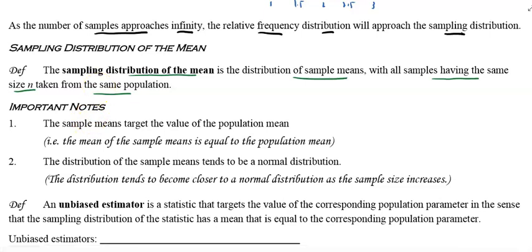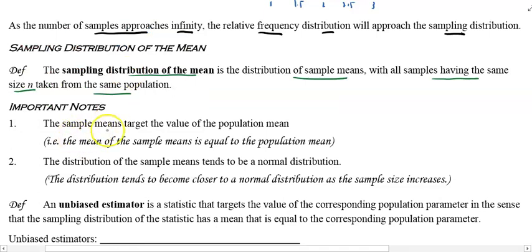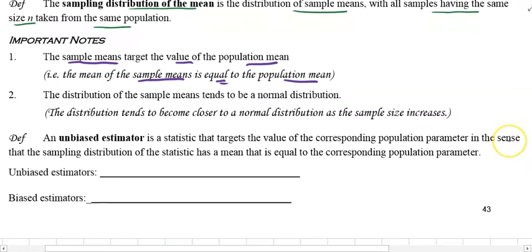Important notes to keep in mind. You don't need to memorize those. The sample means target the value of the population mean, meaning the mean of the sample means, we set it equal to the population mean. That's important. Again, something we're going to use all throughout 6.4, and you'll see how that works. The distribution of the sample means tends to be normally distributed. So what do we say? The distribution tends to become closer to a normal distribution when the sample size increases.